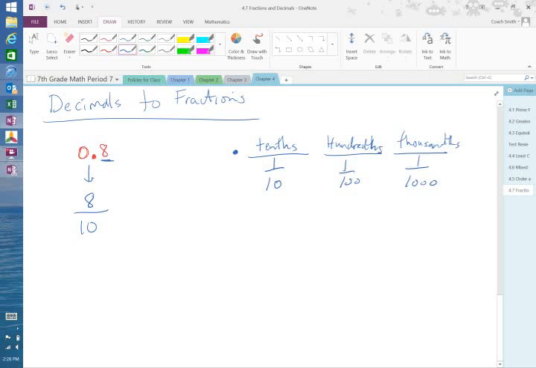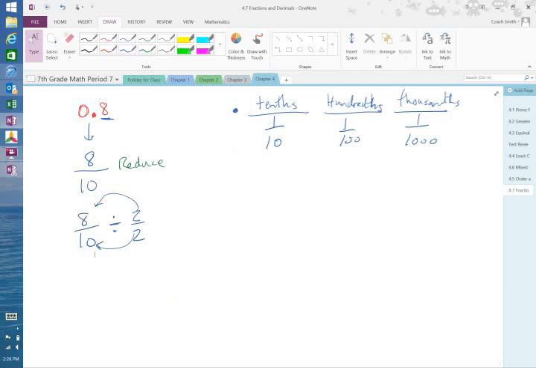Now, can I reduce 8 over 10? What is common between 8 and 10? 2. So I divide the top by 2 and the bottom by 2. And that gives me 4 over 5. 4/5. And that is your answer.